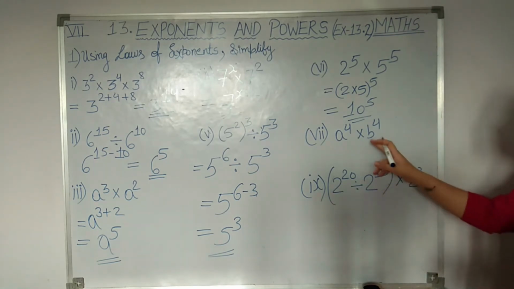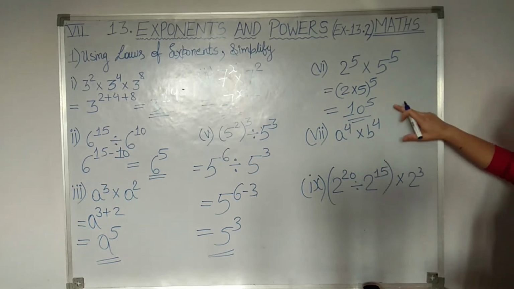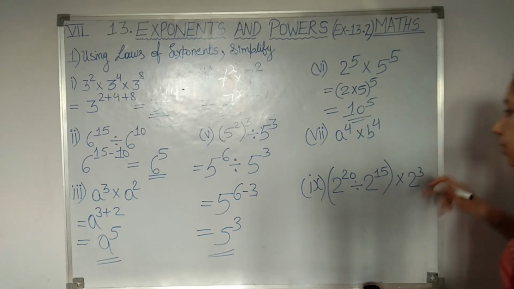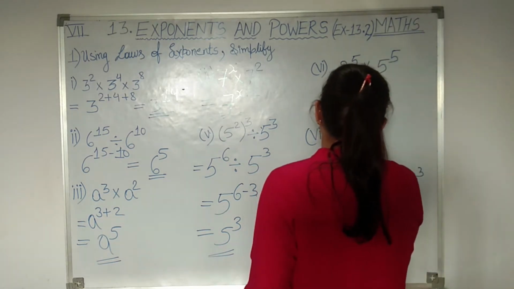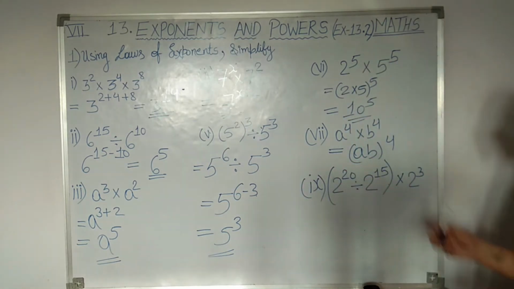Clear students? Seventh point, a raised to the power m into b raised to the power m, means again bases are different, power is same. So multiply the base and like this we are going to write. The exponent I have taken as common.